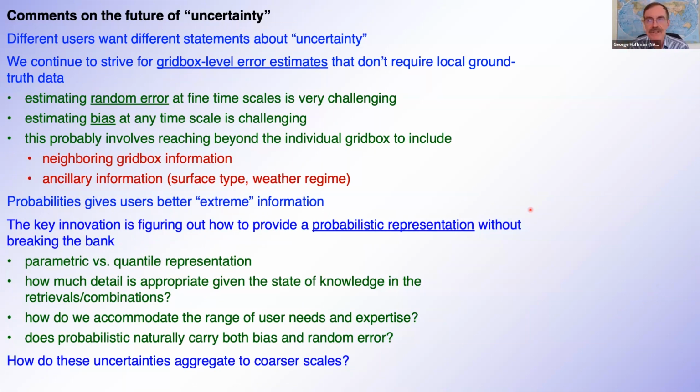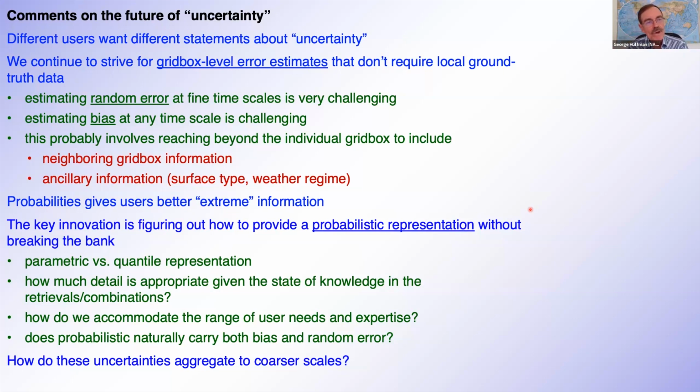But I think there's still work to be done of helping users with this uncertainty problem, at least in the case of precipitation. We're sort of weird because precipitation is intermittent and highly skewed. And so the uncertainty is a long way from stats 101 standard deviation.